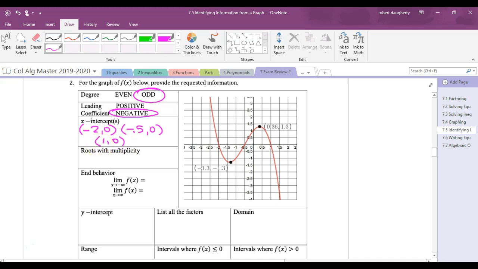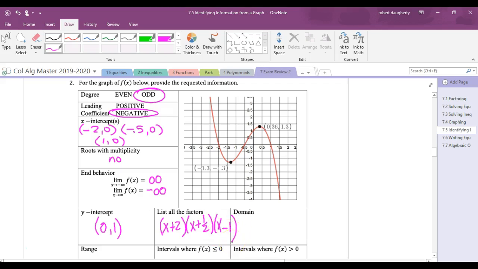Is there any multiplicity? No. Every one of those places I cross the axis. So there is no multiplicity. In end behavior, as x goes to the left, my values go to positive infinity. As x goes to the right, my values go to negative infinity. The y-intercept looks like the point 0, 1. The factors are going to be x plus 2, x plus 1/2, and x minus 1.